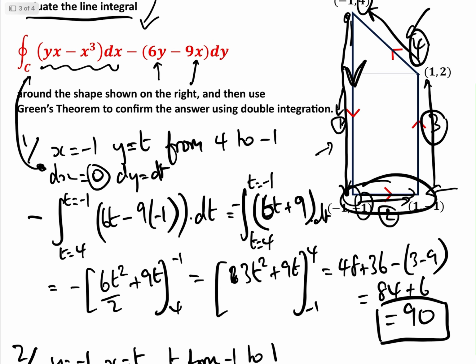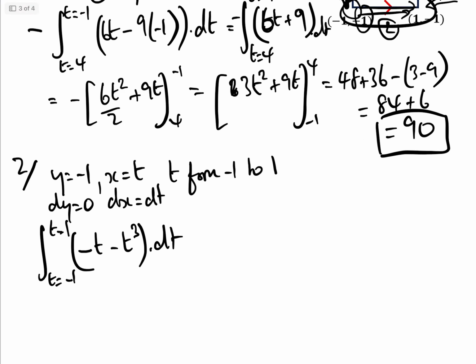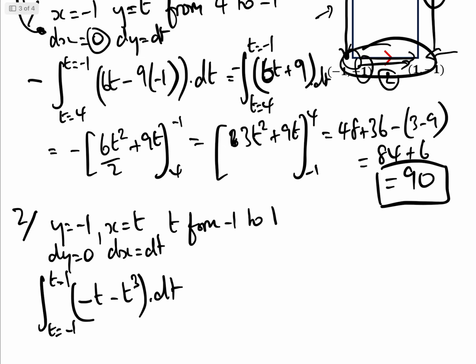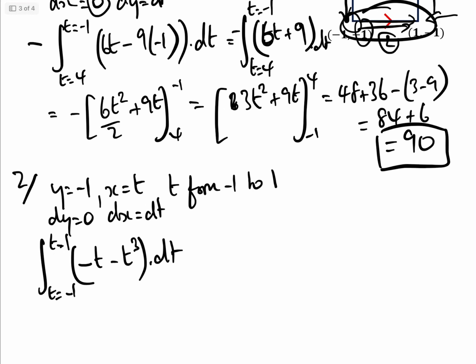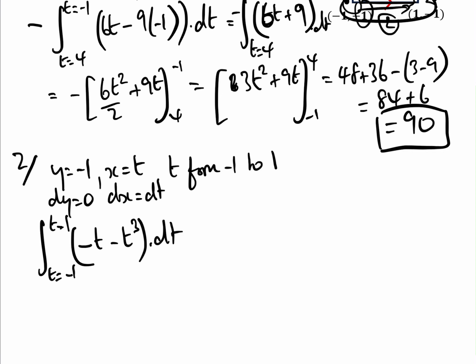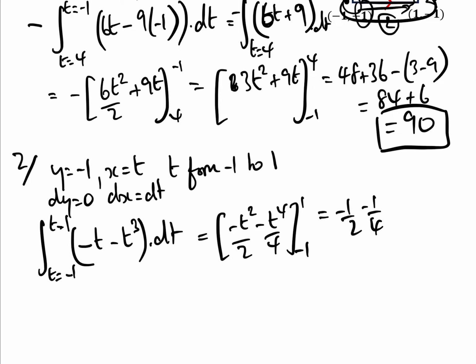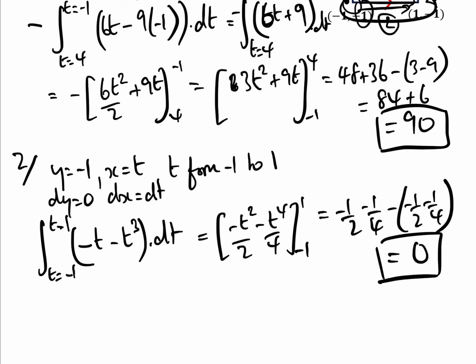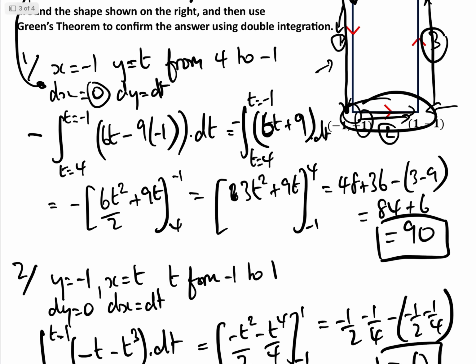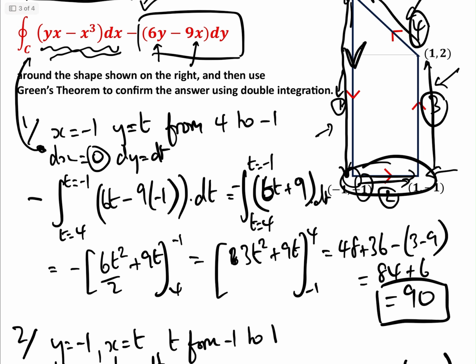This time dy is 0, so we can ignore this bit, and we're only looking at this bit. And so all we need to do now is just evaluate that, which equals minus t squared over 2 minus t to the 4 over 4 between 1 and minus 1, which equals minus a half minus a quarter minus a half minus a quarter, and that all cancels, so that equals 0. So that line integral is 0. That's number 2. Number 3 line integral is this one.